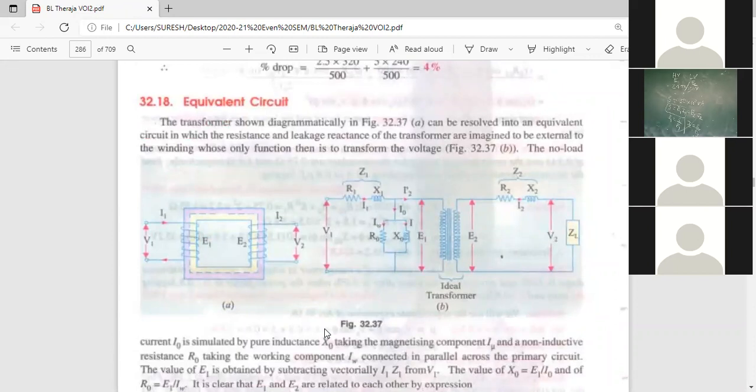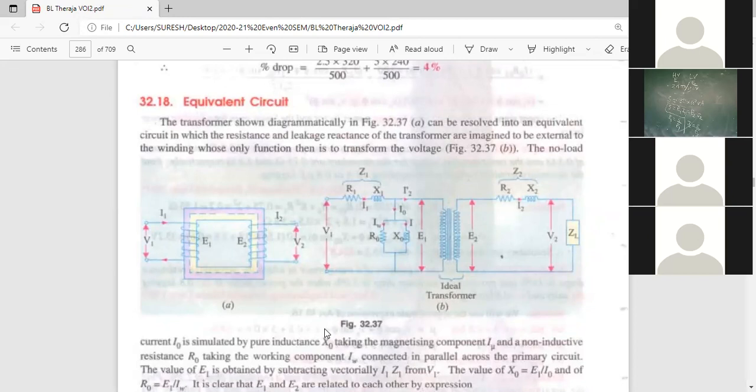Now see the equivalent circuit. Write the side heading: Equivalent circuit. This is very important. In the exam, if they ask the equivalent circuit of a transformer, we have to draw these two diagrams. In the first diagram, they have represented only E1, E2. That is the transformer diagram. The second diagram is your equivalent circuit. Draw both diagrams in the exam.